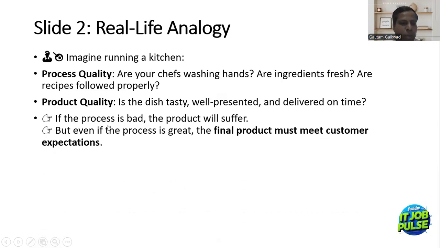If the process is bad, the product will suffer. Definitely. I always say that the outcome is something which we get when we follow the process. And if the process is bad, definitely the outcome will also be bad. But even if the process is great, the final product must meet customer expectations. So at the end of the day, let's say I am saying this is the best video, I am giving all the hacks and all the secrets, but ultimately it should meet the expectations of the user, what the user is looking for in this video.